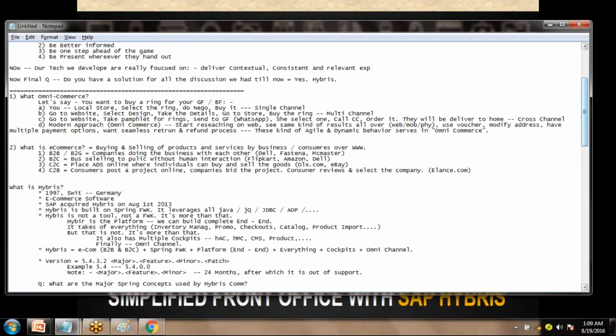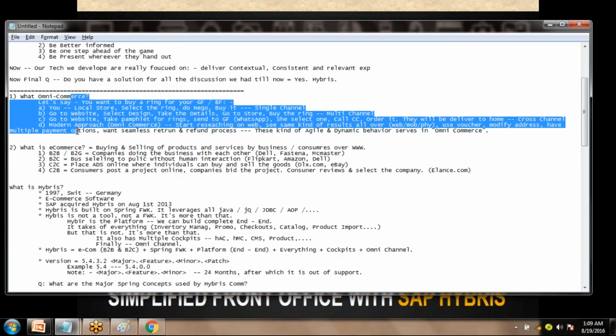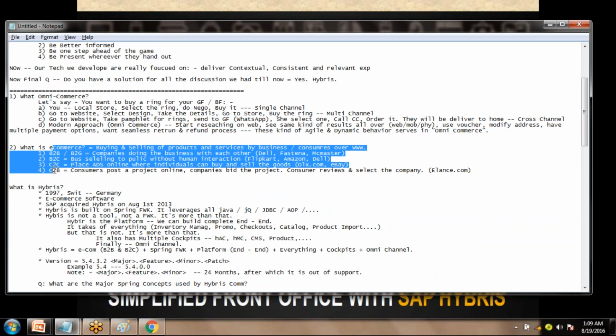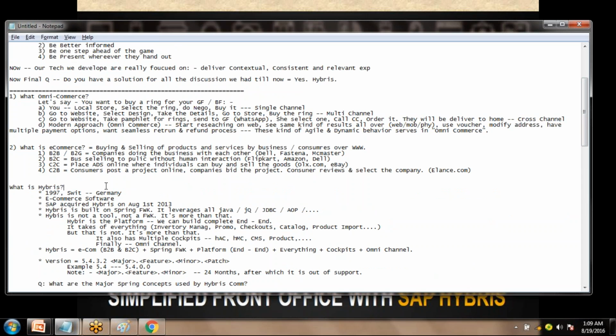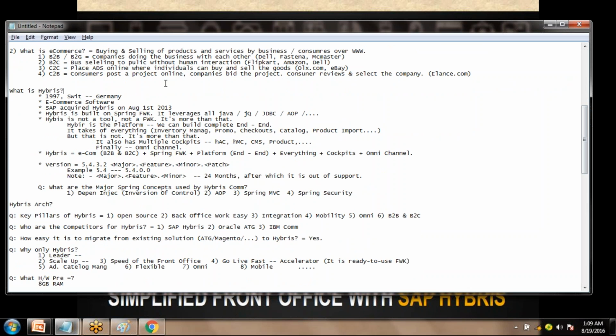Then before defining Hybris, we understood what is e-commerce, omni-commerce. So there is single channel, multi-channel, cross-channel and omni-channel. Then we understood e-commerce. There are 4 types of e-commerce. We understand clearly. Then we defined what is Hybris. It's not new. It's been there for quite a long time. Then in 2013, SAP took over, and it's a platform built on top of Spring Framework.